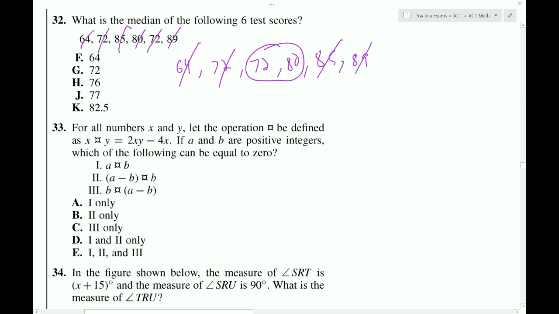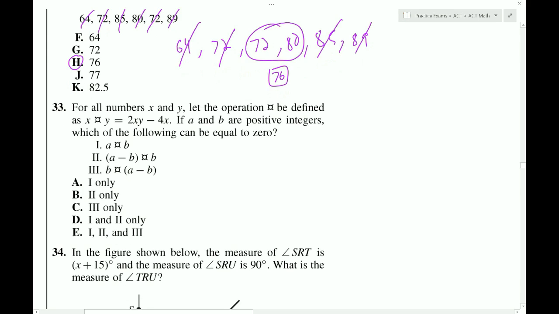Or you could sort of eyeball it, right? You're going between 2 and 10 here. So 12 over 2 is 6. So you're getting 76. But yeah, you could of course add them and divide by 2 as well.